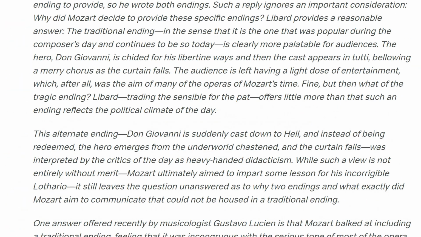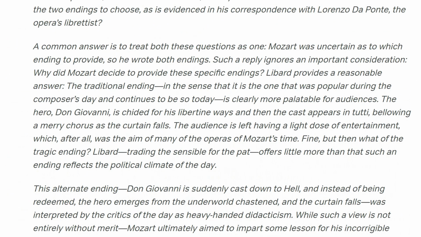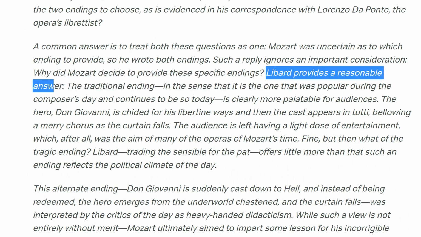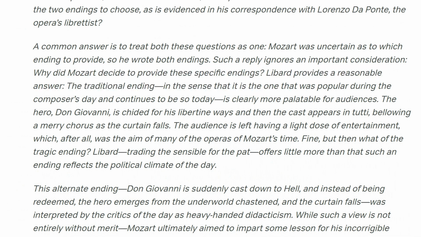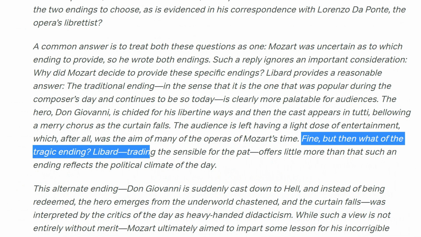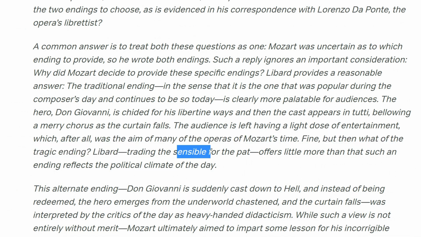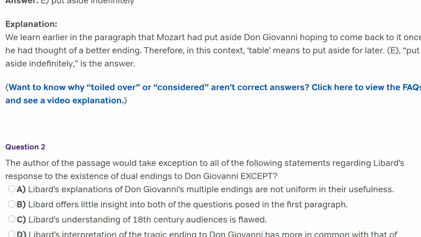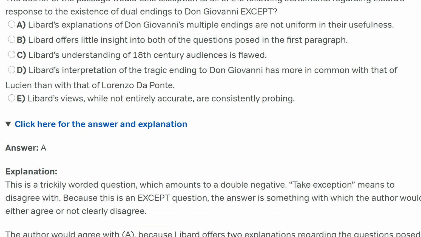Because he has that contrast. At the beginning, he was praising Leibard, saying he was reasonable, and then towards the end of the paragraph, he was like, fine, but what about the tragic ending? Leibard trading the sensible for the pat. I don't even really know the word pat, I'll be honest, but if you're trading the sensible for something, that other thing is not sensible. So you're kind of slapping Leibard and going, you're not being sensible anymore. So there's that inconsistency with Leibard, which gave me the only clue for getting this really hard question right.